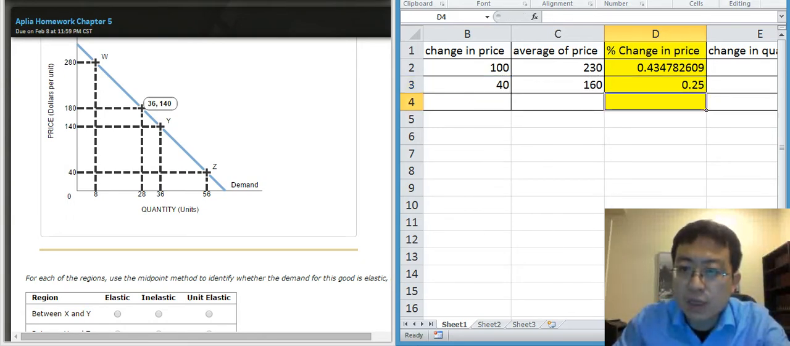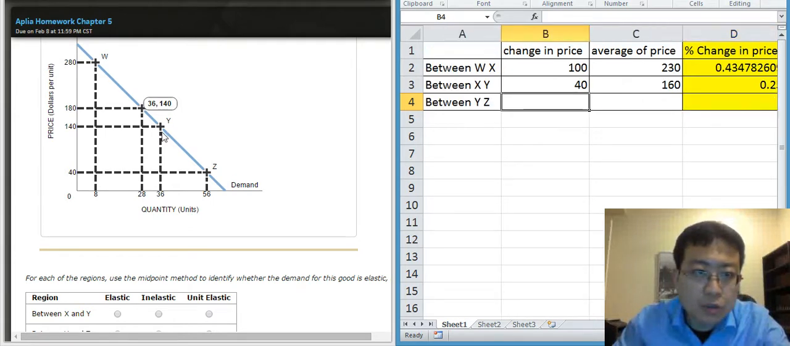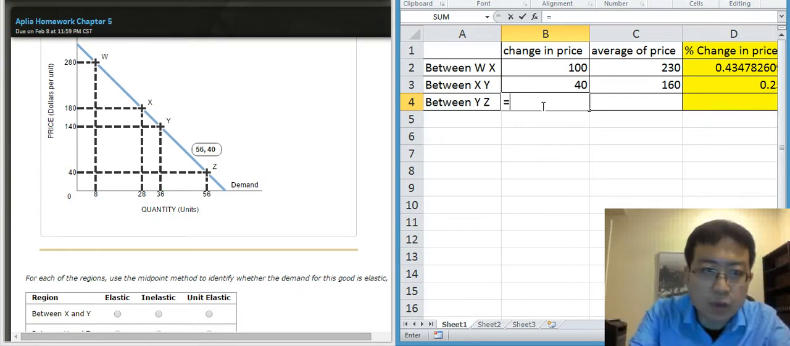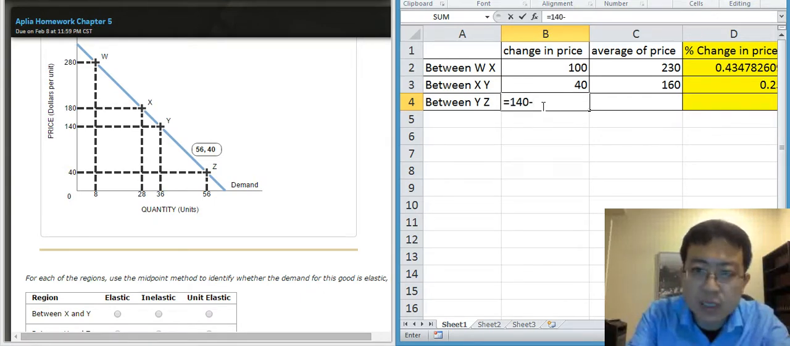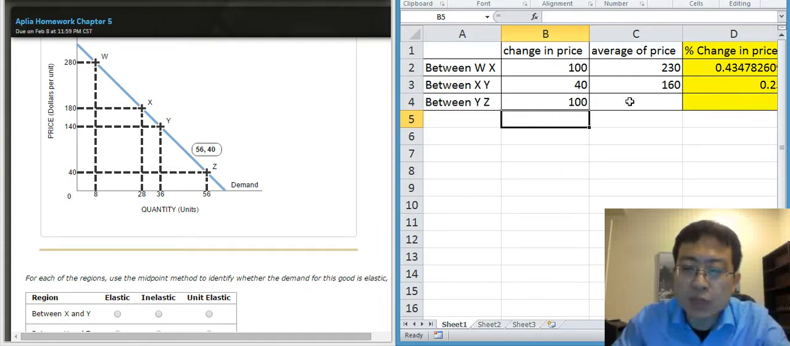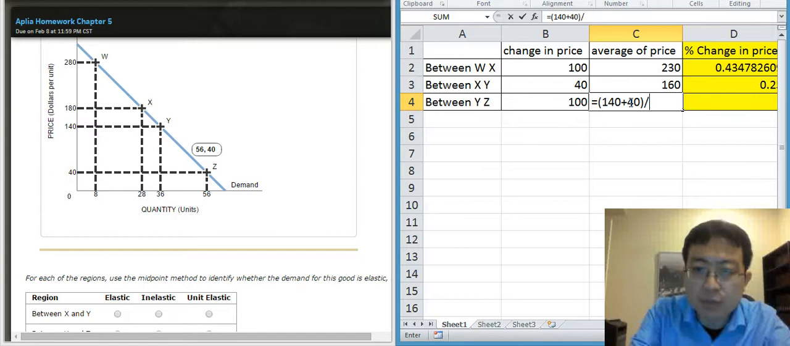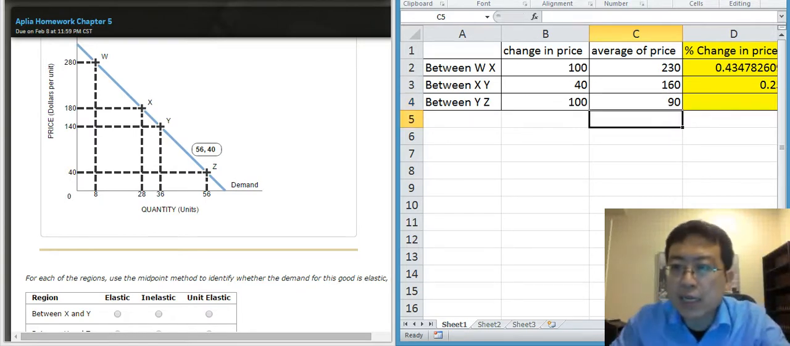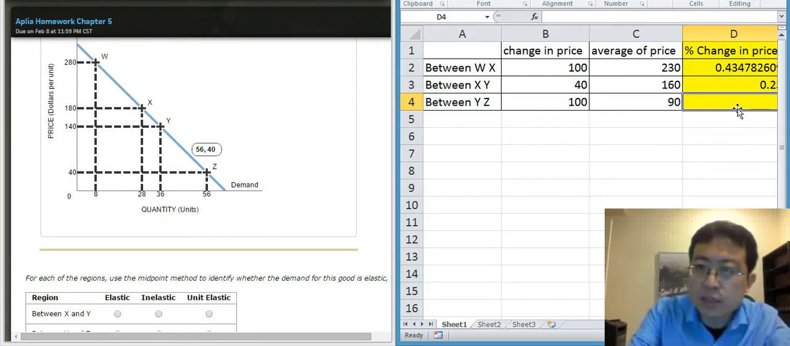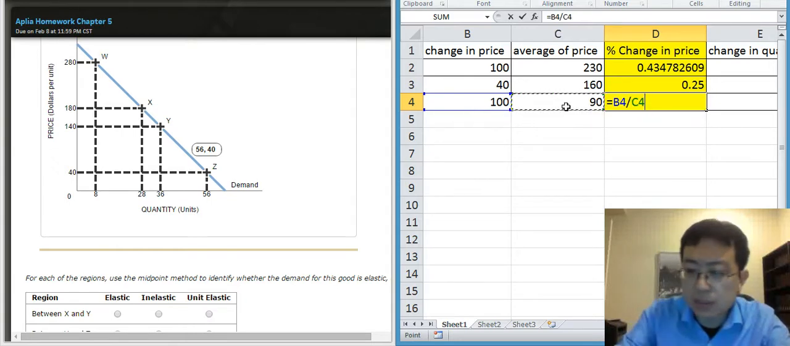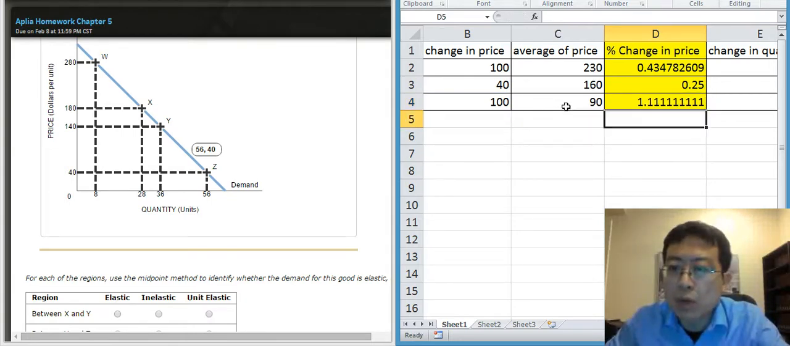That gives you 0.25. And then next, between y and z, at point y our price is 140, at point z our price is 40. So for the change in price, we're going to do equal sign, 140 minus 40, that gives you 100. And then for the average of prices, again start with the equal sign, 140 plus 40, parenthesis close and divided by 2. Then enter, that gives you 90. And then the percentage change in price will equal 100 divided by 90. And the answer should be 1.11111.